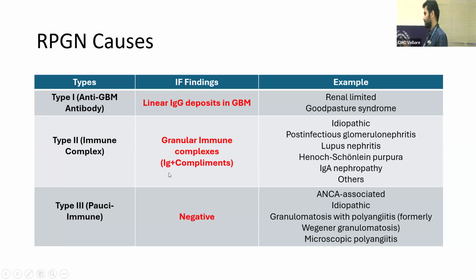It means deposition of some immune complex on either the subepithelial or subendothelial side. Immune complex means immunoglobulin plus complement; both should be there. Examples for type 2 RPGN are SLE, IgA nephropathy, or IRGN. Type 3 is pauci-immune. Pauci-immune means there will be no evidence of immune deposition in the immunofluorescence, so IF will be completely negative. Examples are ANCA vasculitis, like GPA, granulomatosis with polyangiitis, microscopic polyangiitis, and eosinophilic granulomatosis with polyangiitis.